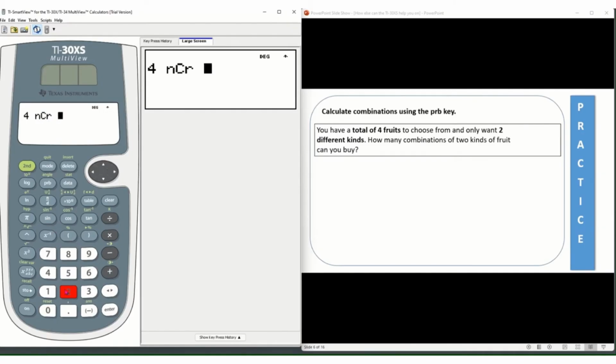For my example, I want 2, so I'm going to press the 2 key, and then I'll press enter, and there is the answer for you. So let's go ahead and try a different example.